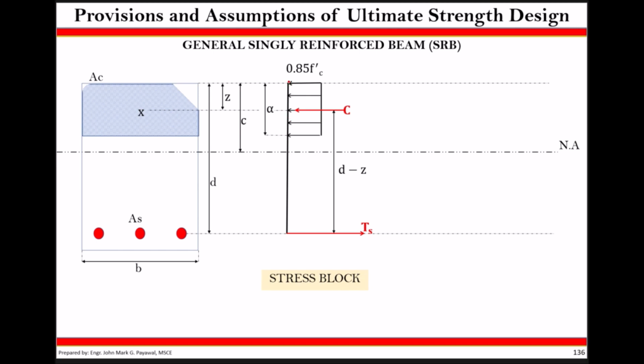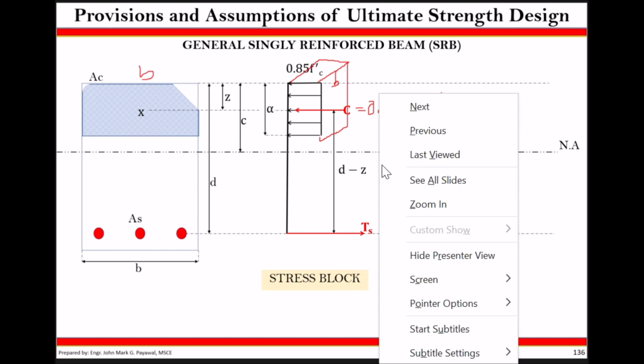If we remember, this is a volume, no? Yan, magiging volume siya. So with that volume, we can compute for C, which would be 0.85 fc prime multiplied by the height alpha multiplied by the base, which is b. Kasi ito base to. Saan natin nakuha yan? Dito. Base lang din siya. But we will stop with this first.